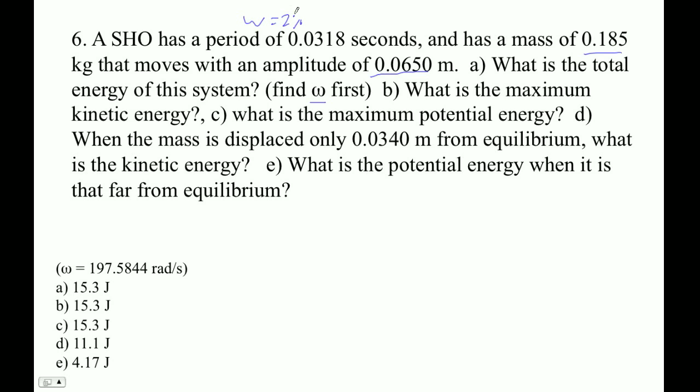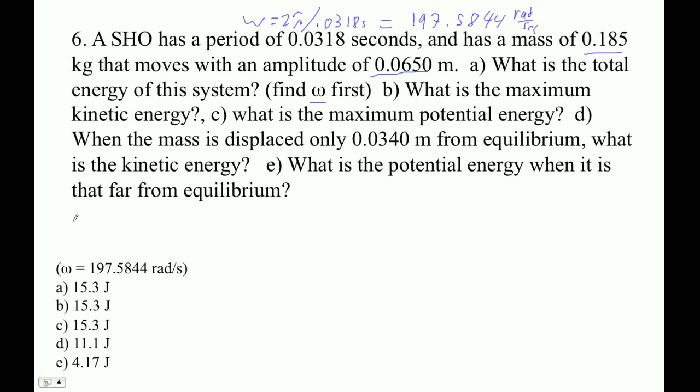Omega is 2 pi divided by the period in seconds. So that's 2 times pi divided by 0.0318. Store that in A. And I get 197.5844 radians per second. Okay, I'm going to store that in W. Then part A asks, what's the total energy of the system?